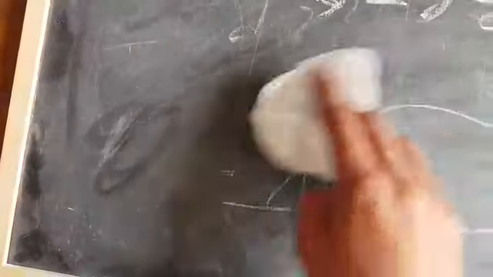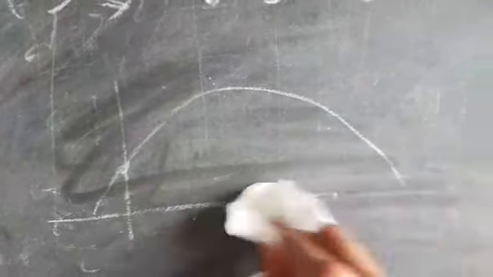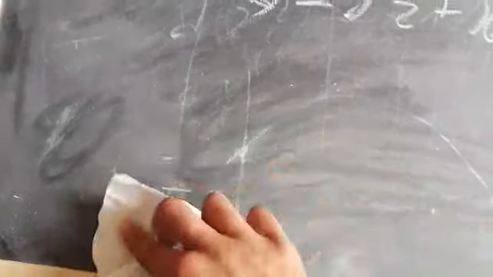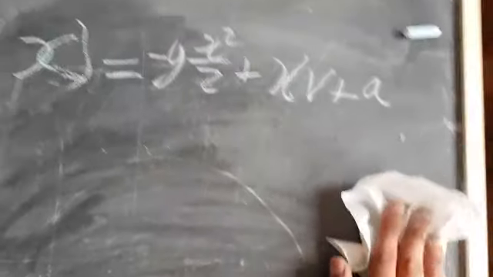So yeah, this is my proof that if you throw an object, the path it'll take will always be a quadratic. See you next time.